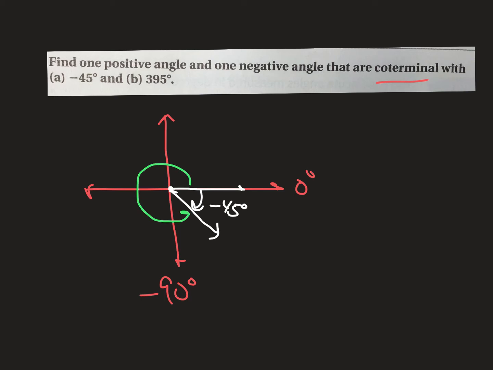Now, how far did I just then go? Well, I'm 45 away from being back at 360. That means I went 315 degrees. That's how far I went in the green.